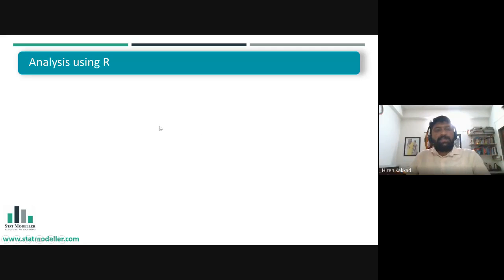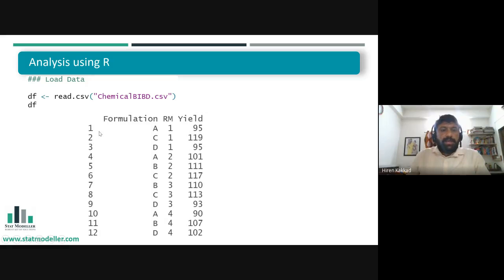Now, if we perform this analysis using R, then this file I already shared, chemical BIBD.csv. The formulation is shown by A, B, C, D, in this column. Raw material 1, 2, 3, and 4 is the block for us. And then the yield is given in the yield column.